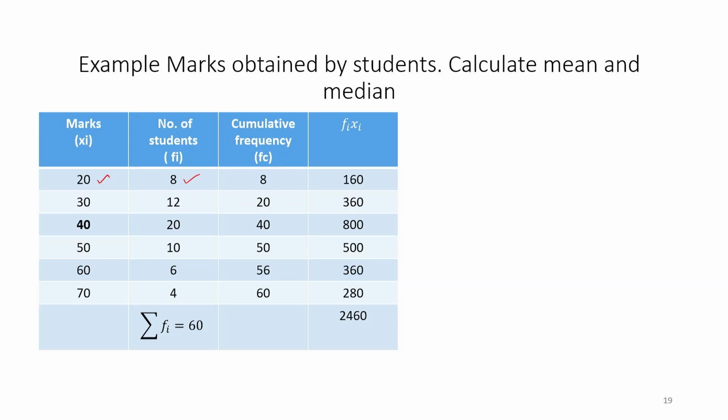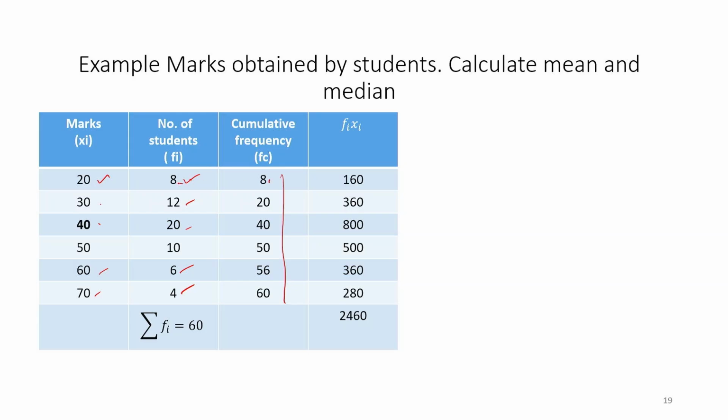So 20 marks were obtained by 8 students, 30 marks by 12 students, 40 marks by 20 students, 60 marks by 6, 70 marks by 4 students. So this is the data that we have, and we are interested to find out the median value. First, we will find out the cumulative frequency.